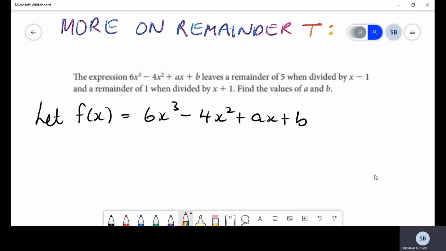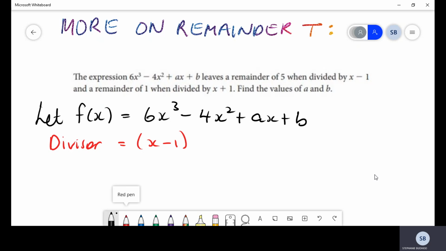The expression 6x cubed subtract 4x squared plus ax plus b leaves a remainder of 5 when divided by x minus 1. So on screen, the first thing you need to do when you see questions like this, you need to set your function equal to whatever is given in the question if they have not already. So I let my function be equal to that polynomial. Then when I read, I see that they say it's being divided by x minus 1. So our first divisor in our question is given by x minus 1. And it's of that standard form.